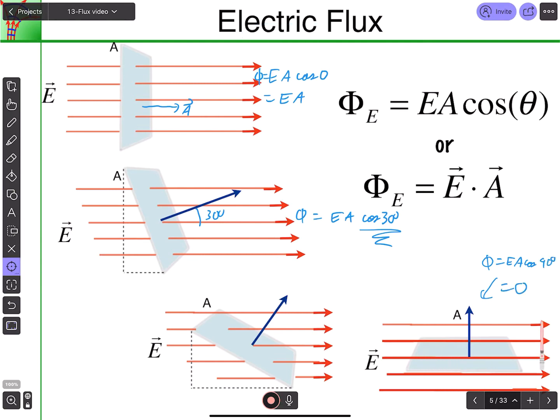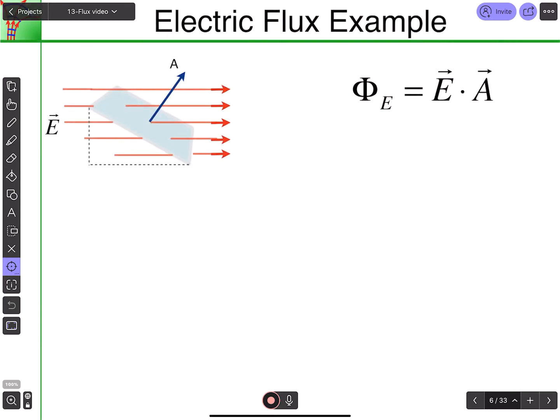Because if you look at the electric field lines, they're actually not going through the surface. They're just sort of skimming along the surface. They don't actually penetrate through the surface. So in this case, there's 0 electric field going through the area. Here there's a little bit, here there's more, and here's the most amount of flux you can have for that electric field. So as the angle goes to 90 degrees, you get 0 flux.